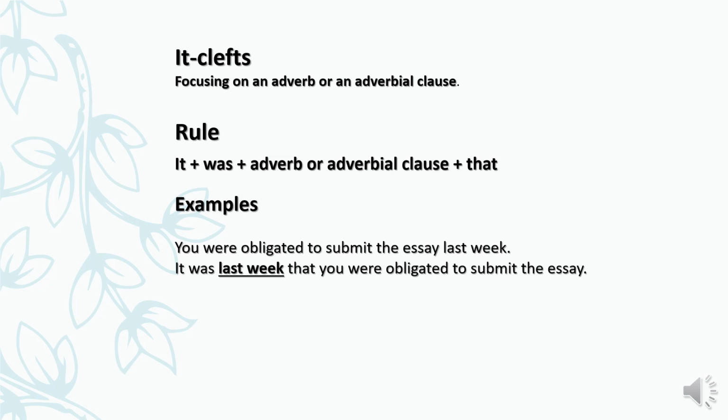You were obligated to submit the essay last week. In this example, last week is the adverb. So the answer will be, it was last week that you were obligated to submit the essay.